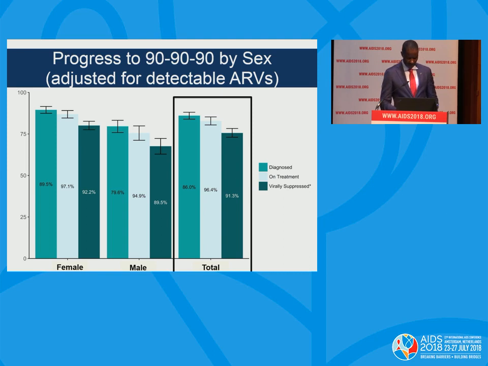Among those who know their HIV status, over 96% were on ART. This is defined as a self-reporting current use of ART or having a detectable ARV in your blood. Among those on ART, 91.3% were virally suppressed.